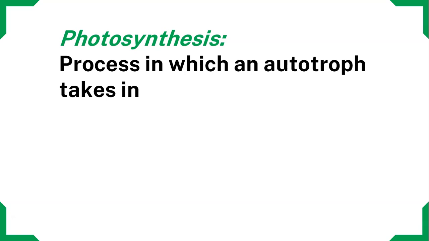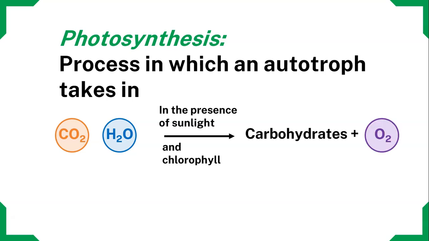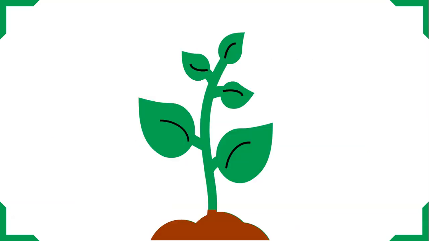I'll discuss that later. So it's the process in which an autotroph takes in carbon dioxide and H2O, and in the presence of sunlight, which is obtained by chlorophyll, converts them into carbohydrates, which are a form of energy very useful for the plants, plus oxygen, which is a byproduct. So photo means light and synthesis means to make.